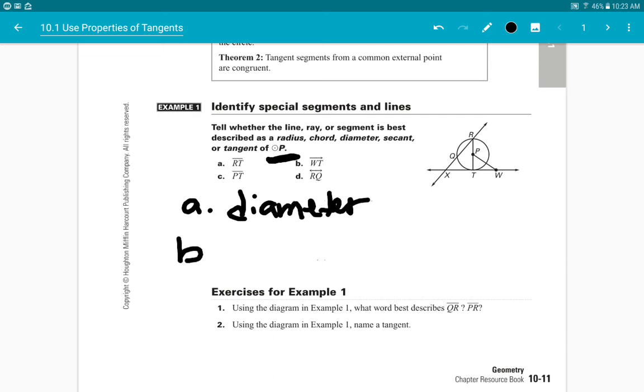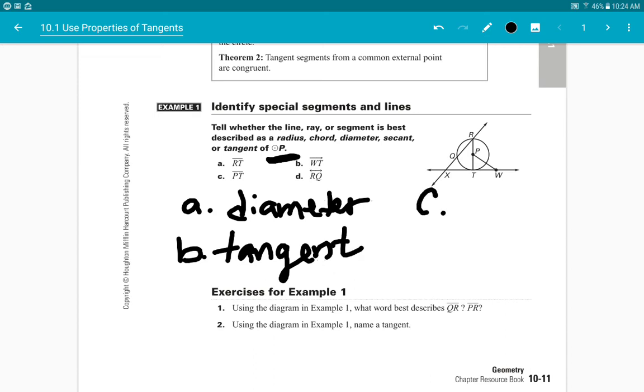Okay, let's look at B. B is ray WT. If you look at ray WT, it's a ray, so it's a part of a line, but that ray is tangent to the circle at point T. So this is what we call a tangent.